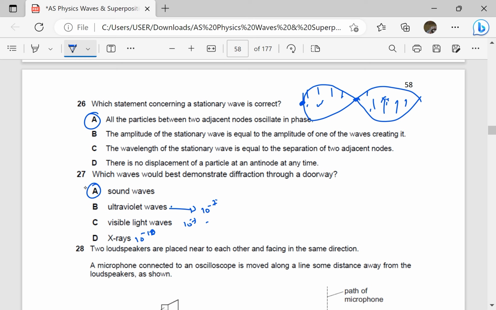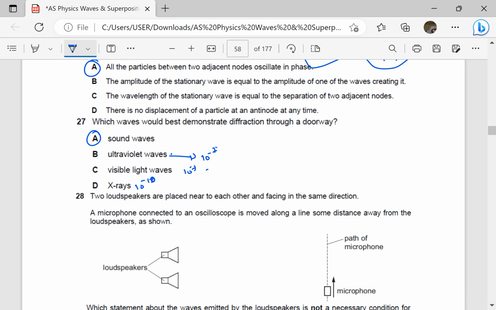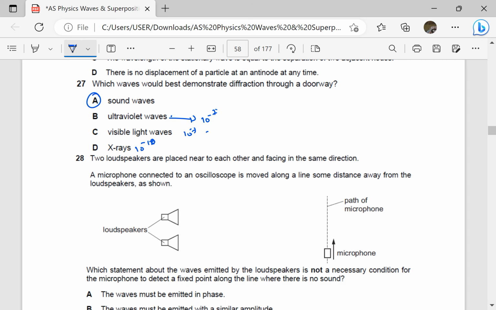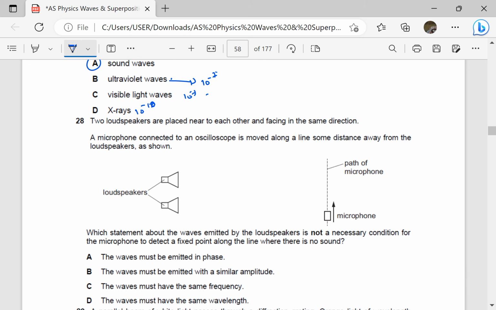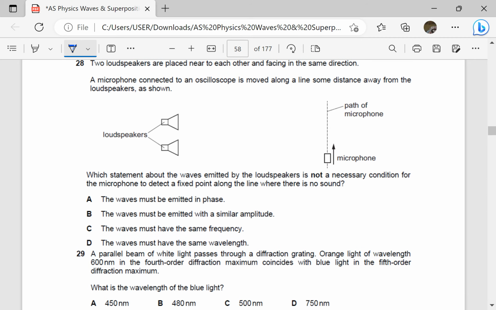Okay, that's part one. Two loudspeakers are placed near to each other and facing the same direction. A microphone connected to an oscilloscope is moved along a line some distance away from the loudspeakers. Which statement about the waves emitted by the loudspeakers is not a necessary condition for the microphone to detect a fixed point along the line where there is no sound? In other words, to detect a point of destructive interference.